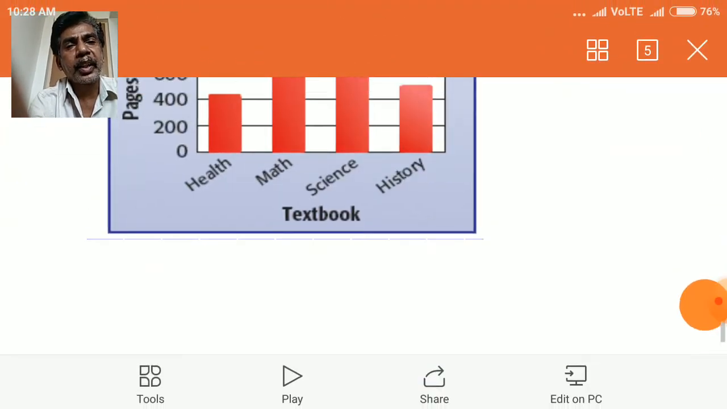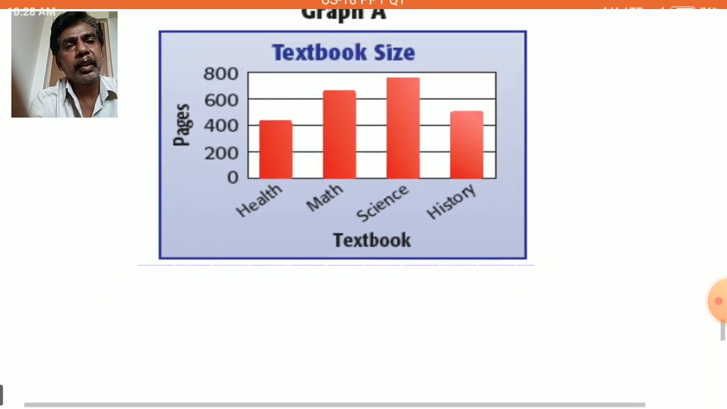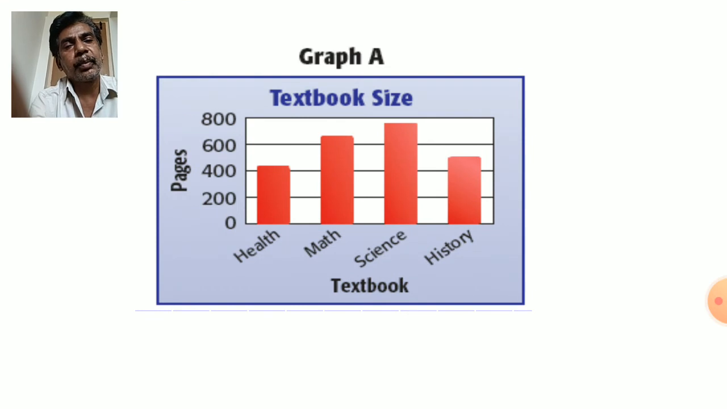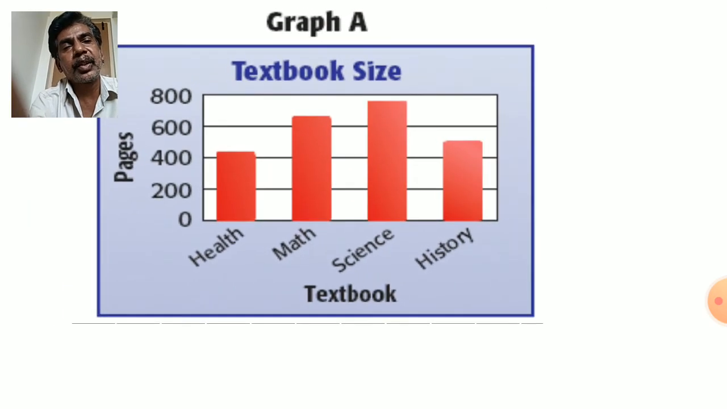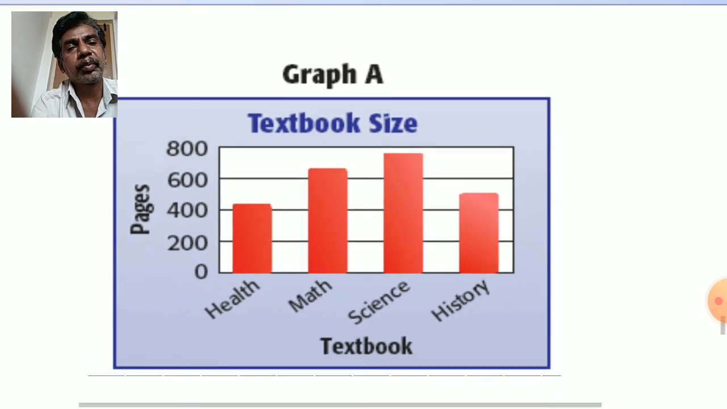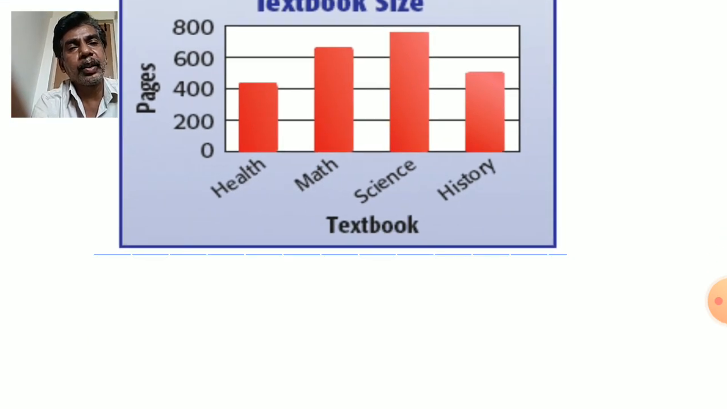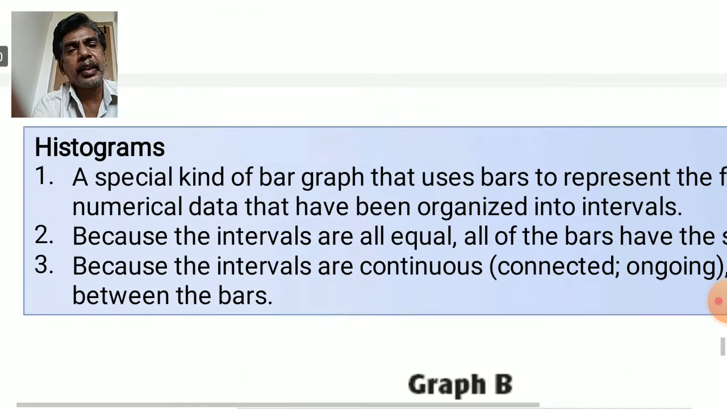So this is an example quoted here for understanding purposes: textbook and the pages. 400 plus pages are shown for health, and 600 plus pages are shown for math. This is what the bars show when constructed. And another is histograms.